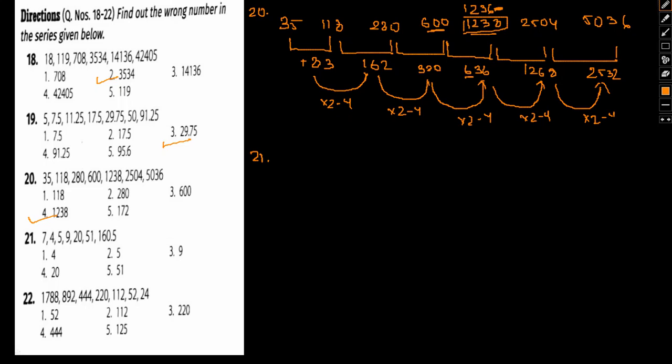Go to 21. 21 is 7, 4, 5, 9, 20, 51, 160.5. Okay, so here this is a very unique kind of a question actually. Here you can see 7 to 4, so it's 3. So 3 can be written as 7 by 2 is 3.5 plus half. Hang on, 7 to 4. If I go from 7 to 4, so 3.5 plus half. Yeah, so this can be half plus half.